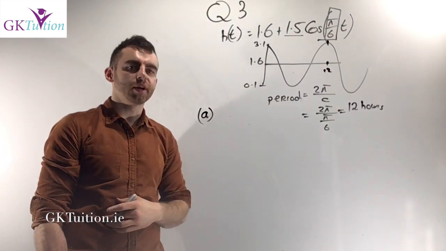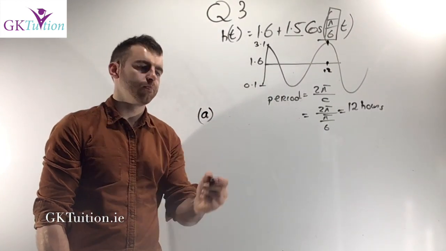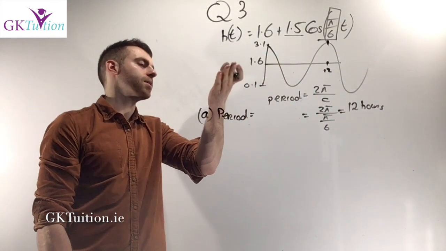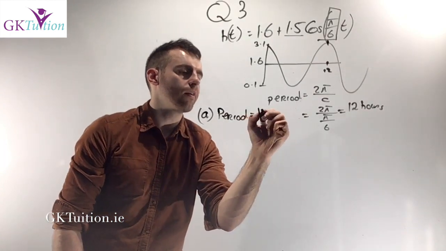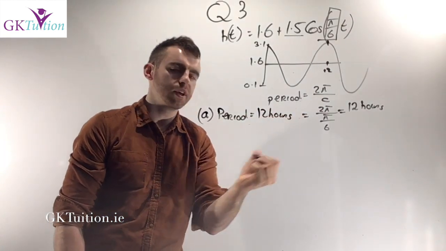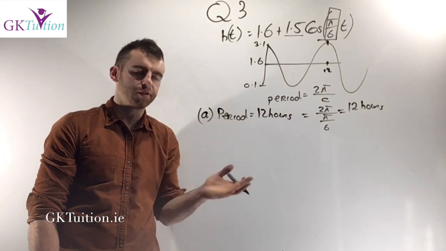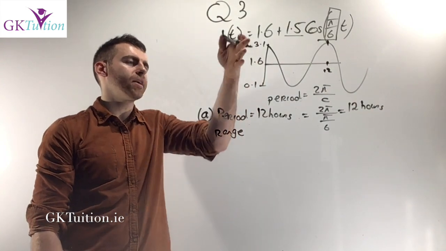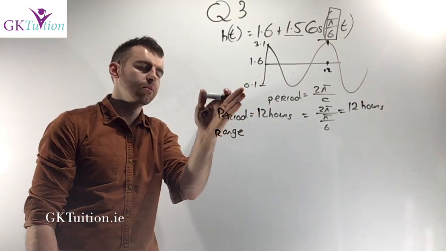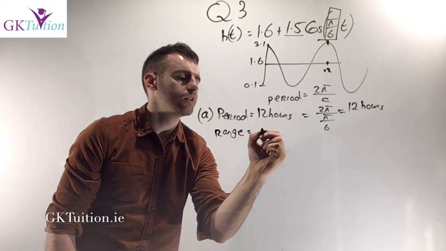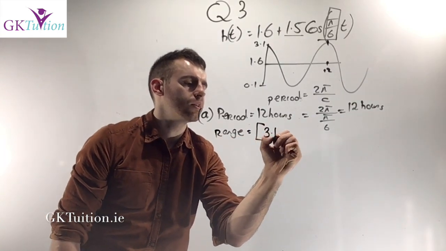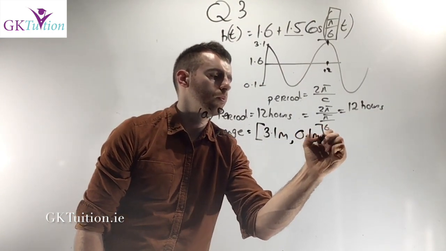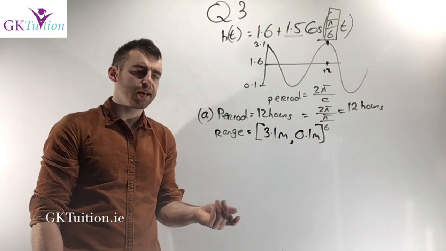Part A asks you to work out the period and the range. So the period of this graph, if you follow the generic template that we used in class, we've already worked out that the period of this graph is 12 hours. And it's important that you put in your units there. A lot of people forgot their units. And the range, well, I've already worked out the range here. The maximum is going to be 3.1 meters. The minimum is going to be 0.1 meters. Once again, there were a lot of dodgy answers with no units in that. The maximum is 3.1 meters, while the minimum is 0.1 meters. So that's your answer to part A.